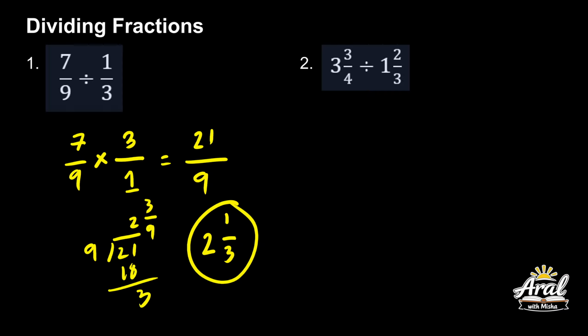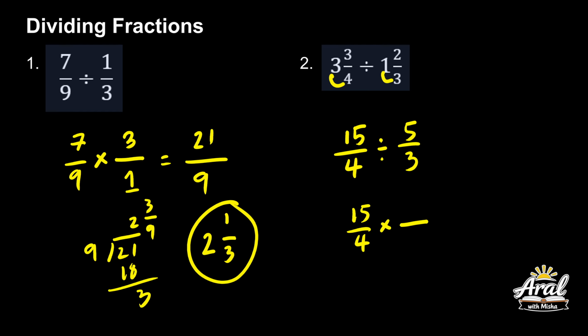So 3 and 3/4 divided by 1 and 2/3. We need to make it improper fractions. 4 times 3 is 12. 12 plus 3 is 15. 15 over 4. Divided by 3 times 1 is 3 plus 2, 5. 5/3, okay? 15 over 4. If it's division, it becomes multiplication, but you get the inverse, the reciprocal of 5/3, that's 3/5, okay? Then we further simplify.